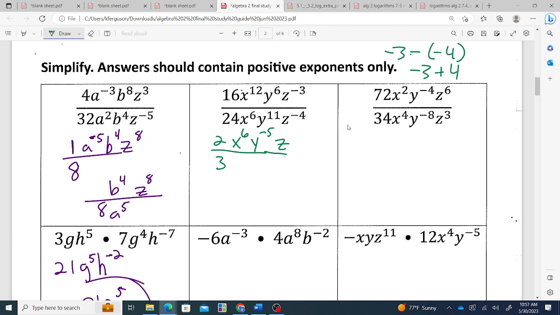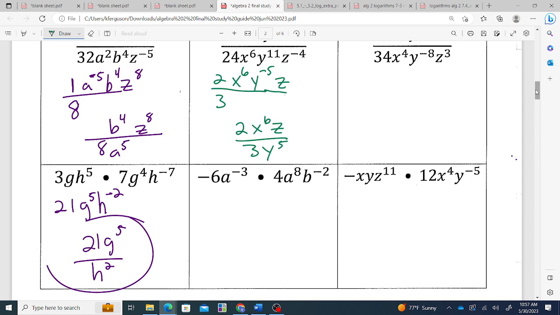So now I'm moving stuff that's negative to the denominator. That's 2x to the 6z over 3y to the fifth. You can divide them by 2.